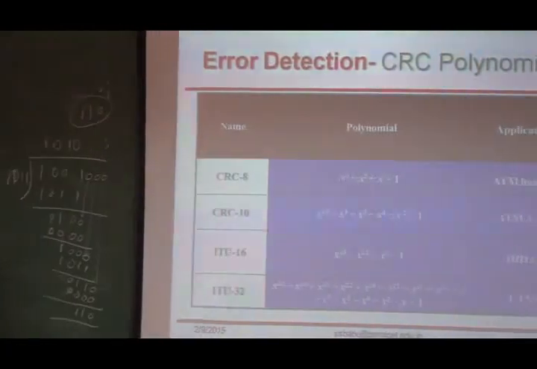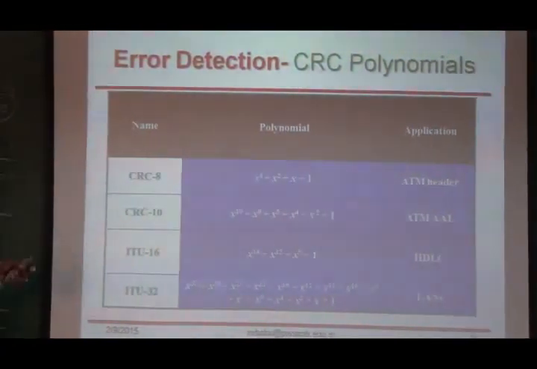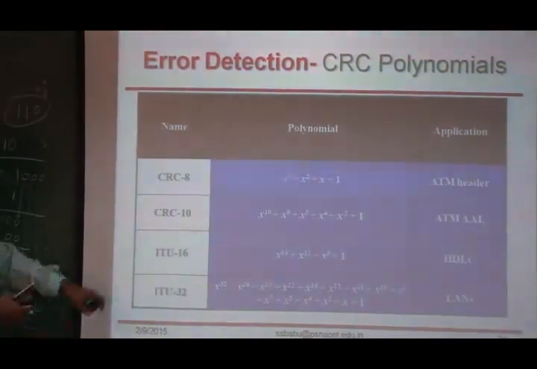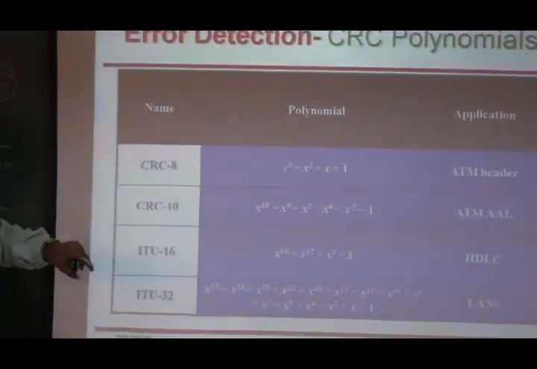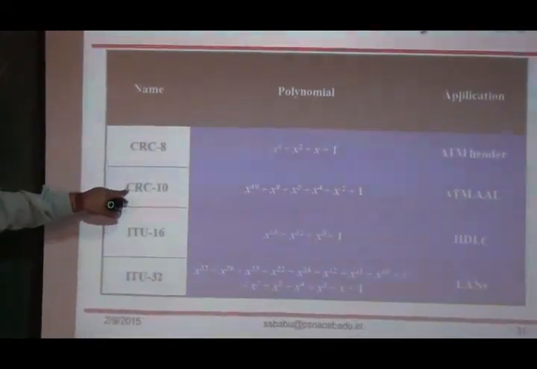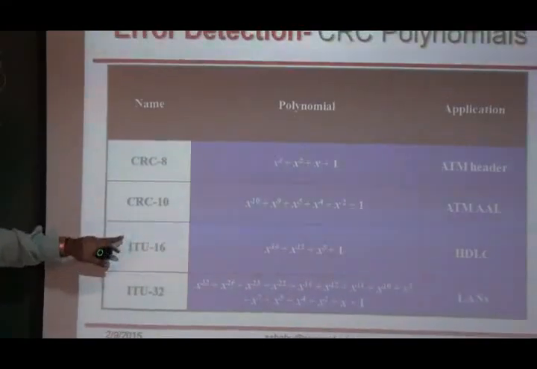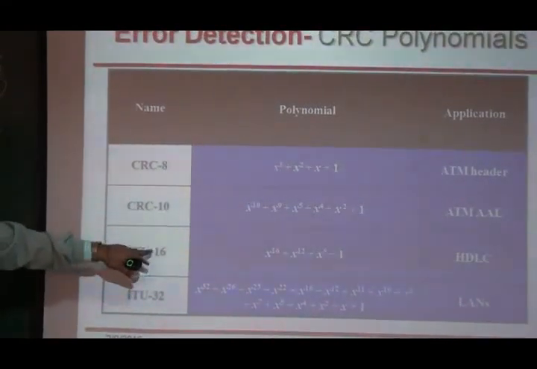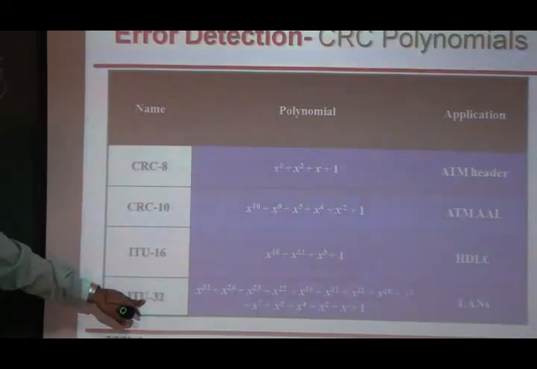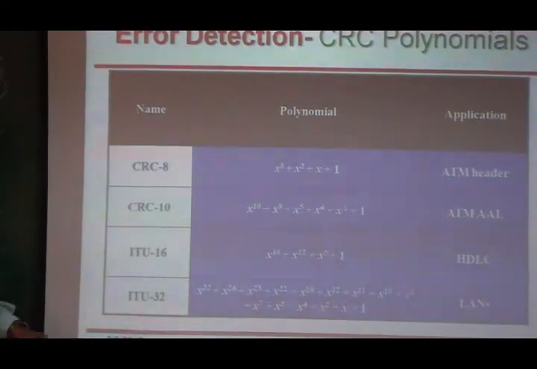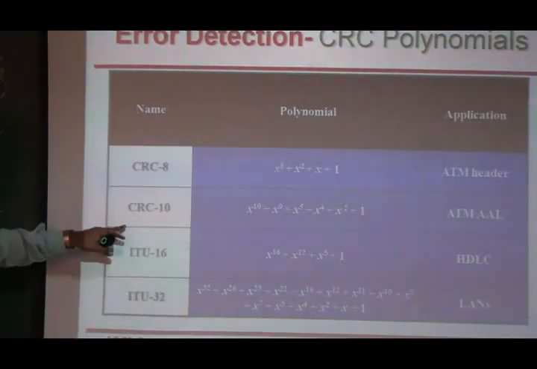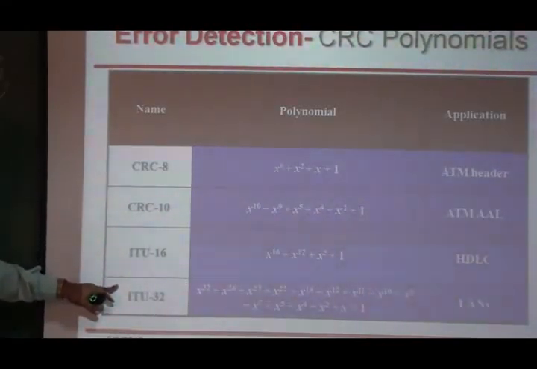Then in computers, the commonly used standard polynomials are these. CRC-8 is used for the ATM header, CRC-10 is used for the ATM AAL layer, ITU-16 is used for HDLC, and ITU-32 is used for LANs. It means that this is the standard CRC computation process which is used for each application.